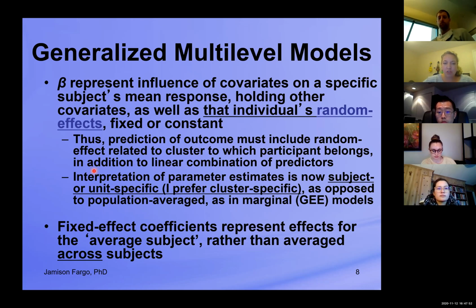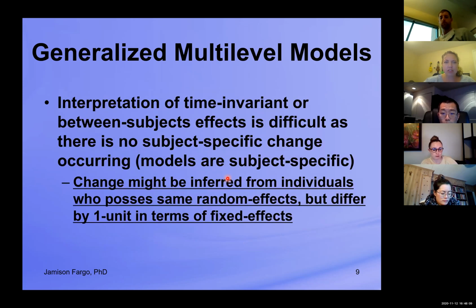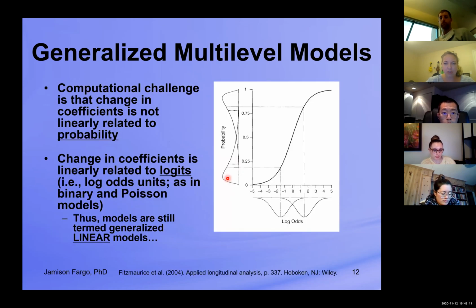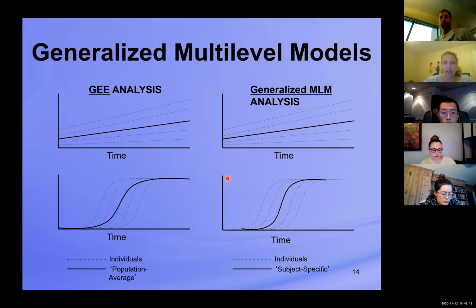So interpretation-wise, because of using random effects, our beta parameter estimates are subject-specific. When we do GEE, they're population-specific. And I want to get to the next slide that has some pictures. I'm going to go to that picture slide.